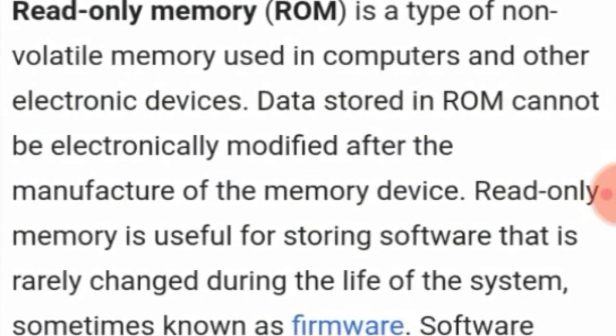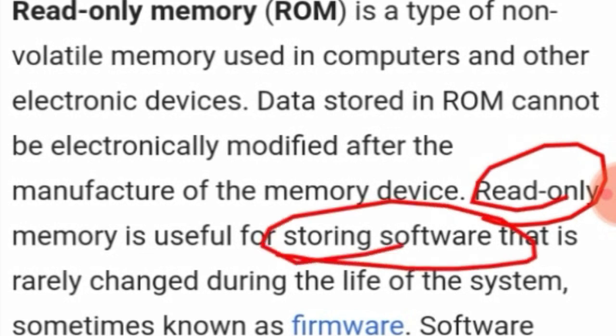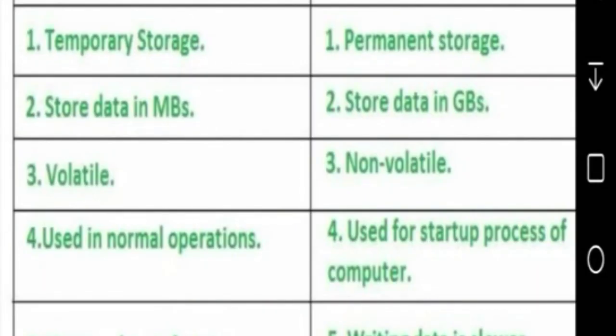Another point: data stored in ROM cannot be electronically modified after the manufacture of the memory device, because ROM is a read-only memory. We can only read it. It is also useful for storing software. Sometimes ROM is also known as firmware, because firmware is a software program. Okay, clear. Next we discuss the difference between RAM and ROM.